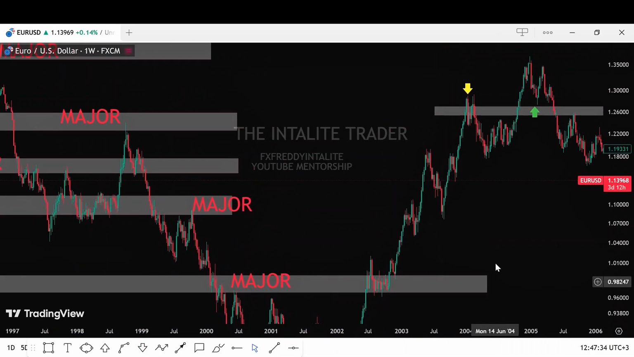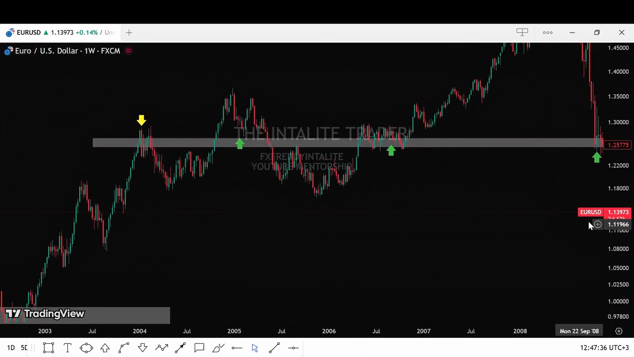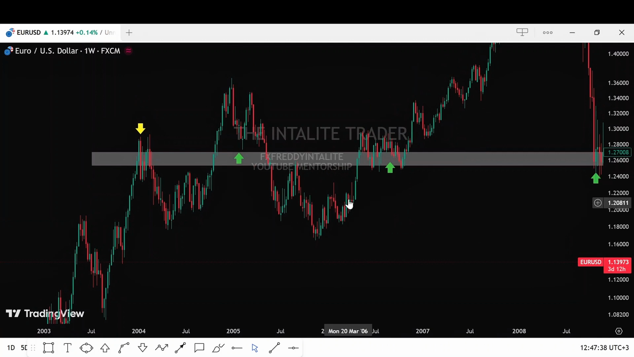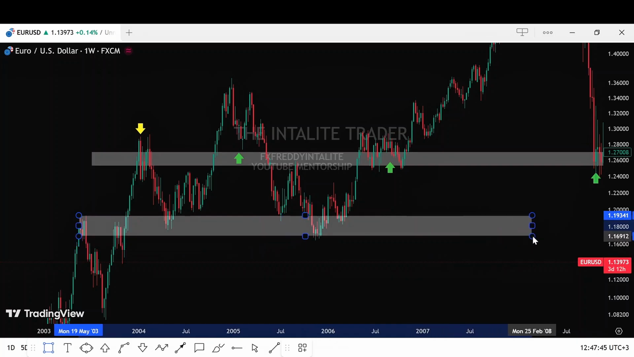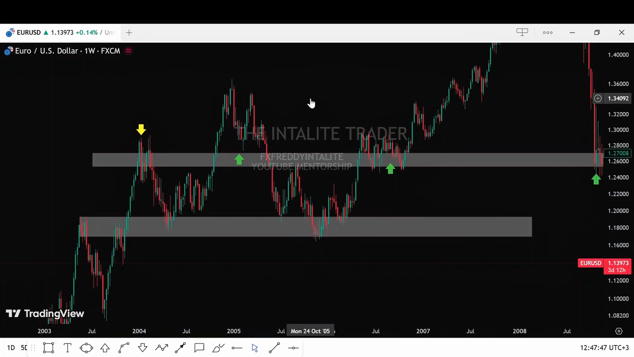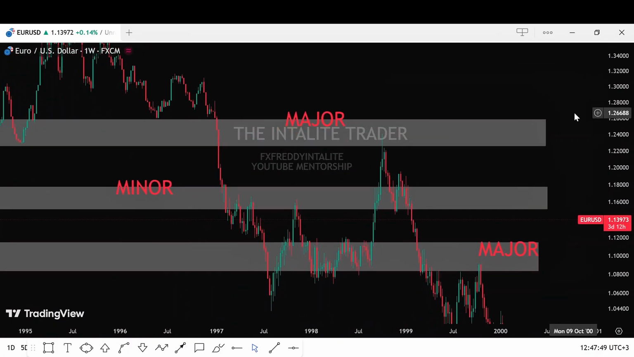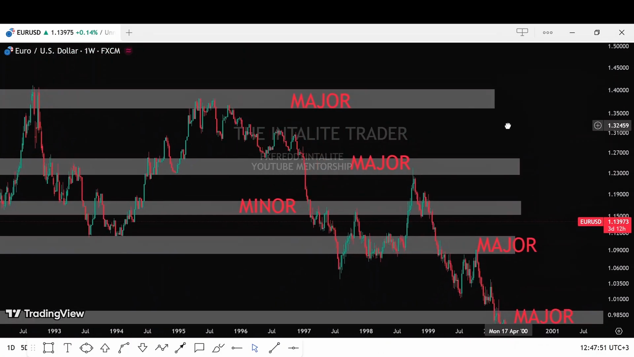So the levels that run away from you immediately, or the levels that move away from you the moment you open your chart and see them, those are called major levels. So these levels are very, very important because you want to look for such levels when price goes to them. When price goes to such levels, there are possible trade opportunities that present themselves.